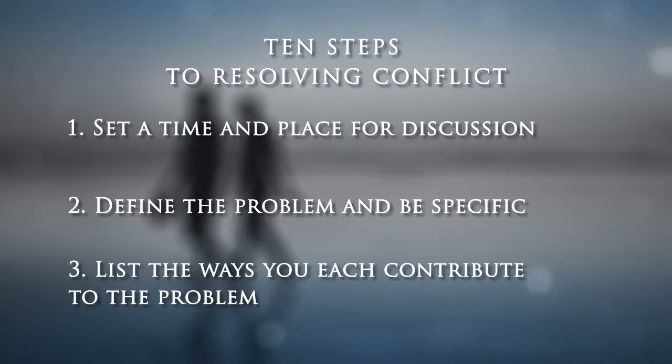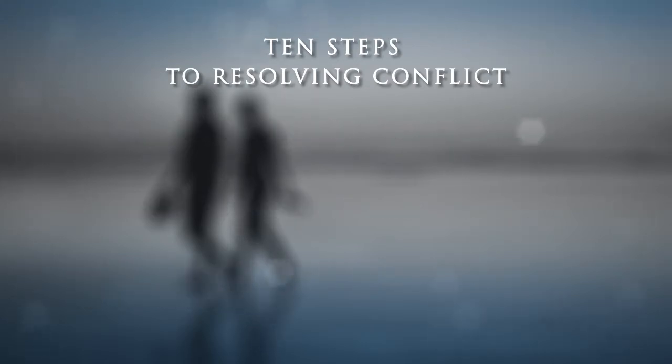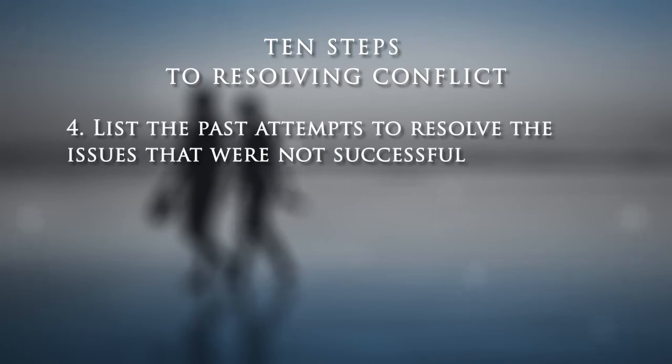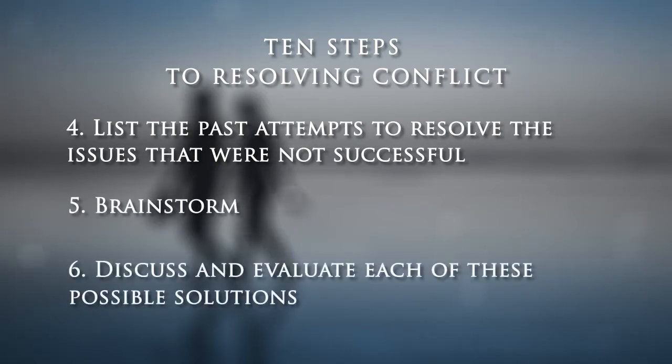In this next segment, Dr. Olson meets with Daniel and Maria, giving us a chance to see step 4, 5, and 6 in practice. Those steps are 4. List past attempts to resolve the issue that were not successful. 5. Brainstorm. And 6. Discuss and evaluate each of these possible solutions. These are commonly the most difficult steps for couples to complete. Let's take a look.